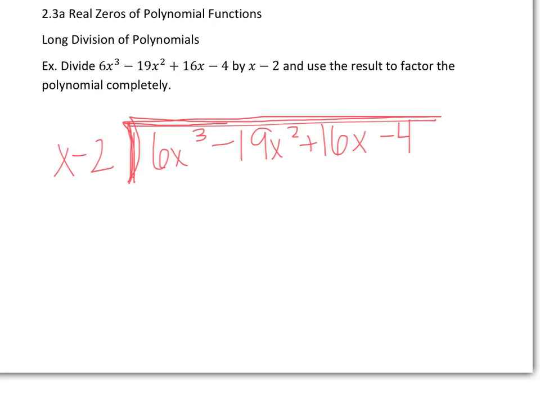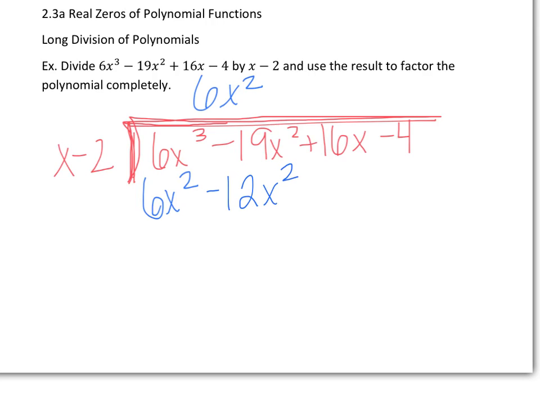First thing you want to do, look at your first term here and first term inside. What am I going to multiply by x to get 6x cubed? Well, I definitely need a 6, and I need an x squared. Once I have my top number, I multiply down. 6x squared times x gives me 6x cubed. 6x squared times negative 2 gives me negative 12x squared.